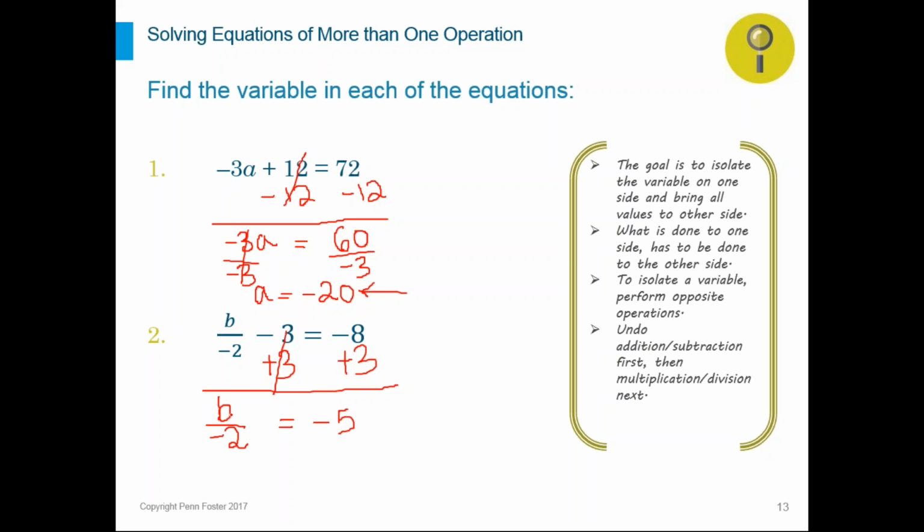I'm not done yet. b is not by itself. I see b over negative 2. Reverse the division by multiplying times the denominator, times negative 2 and times negative 2. These will cancel out to be a 1. So b equals, and then multiply negative 5 times negative 2 is positive 10. And your answer is 10.